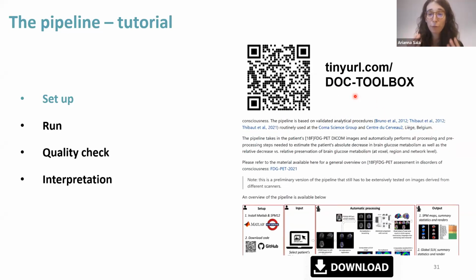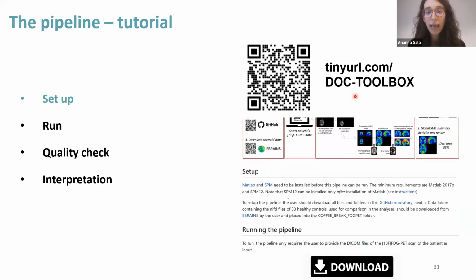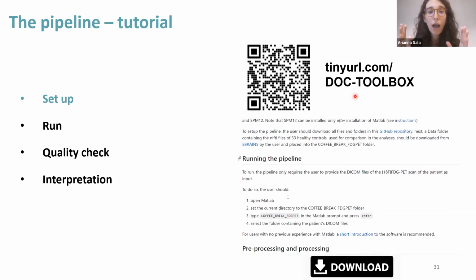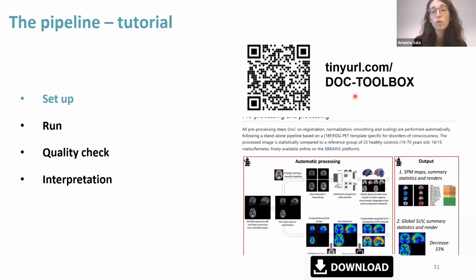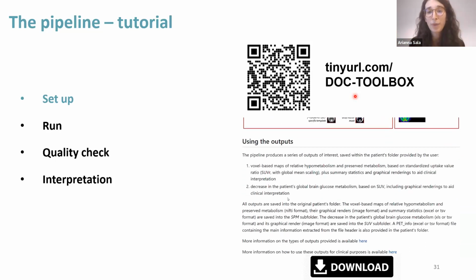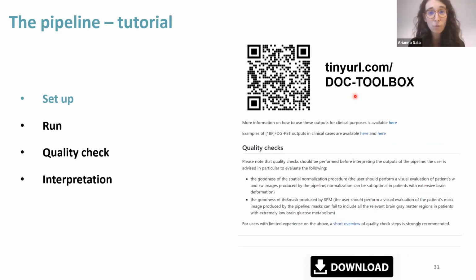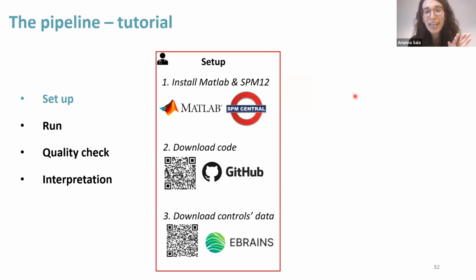The pipeline is freely available on GitHub, so you can simply download it. Everything I will explain now is also present in the information on GitHub. So if you lose any steps, you can go back to GitHub. Everything is written there. The setup is a bit complicated, but it's the most difficult thing on a technical level. You only need to set things up once.